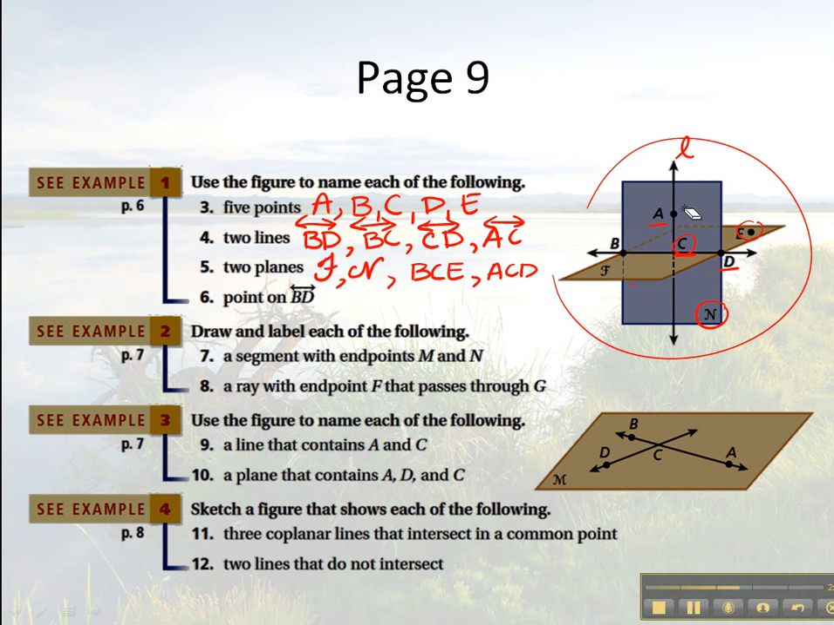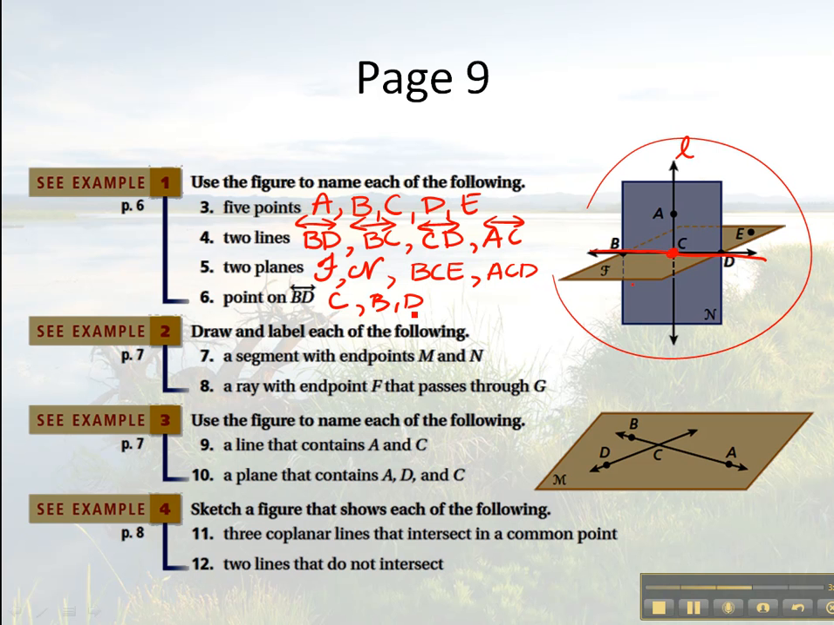Alright, the last one asks for a point on BD, and there's 3 possible answers for this one. BD is right here, it's line BD. The most obvious answer is C because it's right in the middle, but B and D are also on that same line, so I could use that as well.